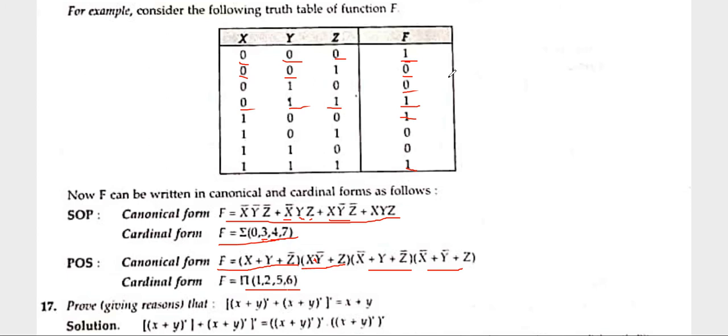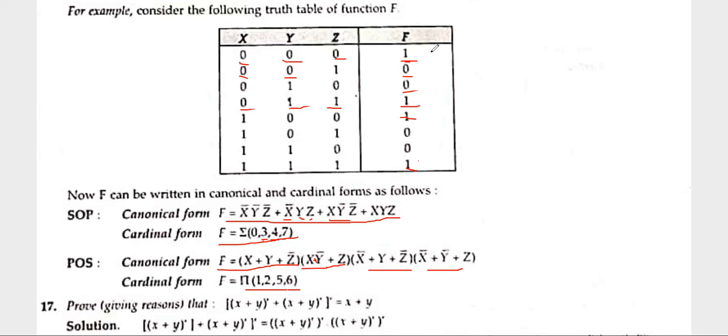If you have to find the SOP, take the terms with respect to the 1s. So the 1 here is coming at position 0, and then this is position 1, this is position 2, and this is position 3. That's why here we have written 3. The next one we are getting at 4. This is 5, 6, and the next one we are getting at 7. In this manner you are also able to find the canonical form.